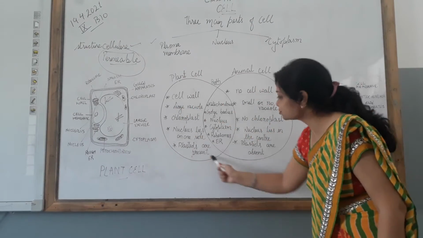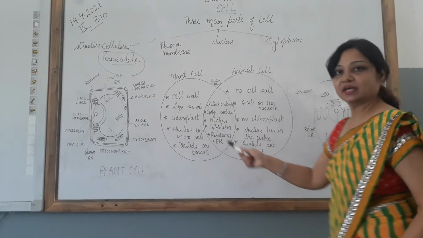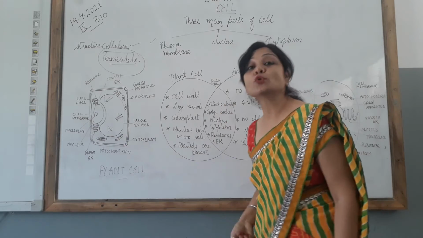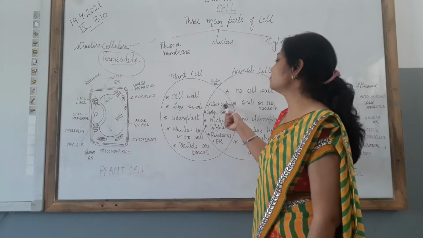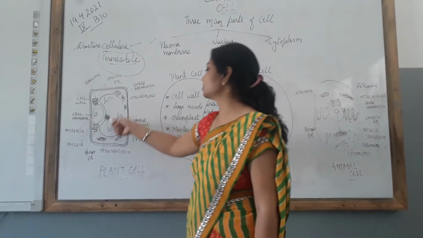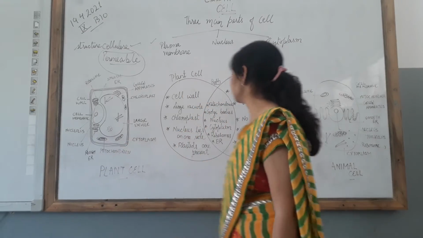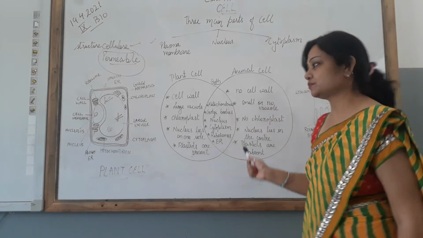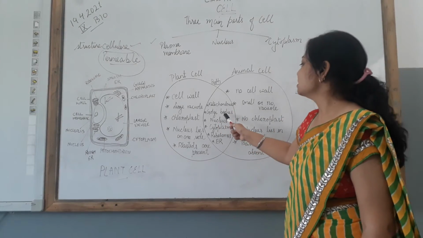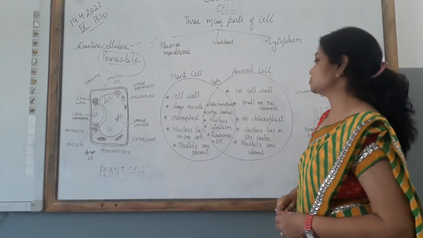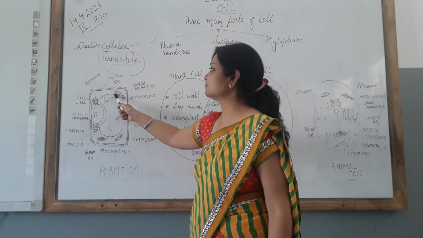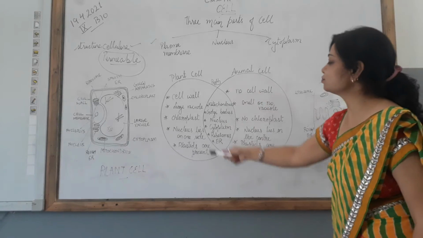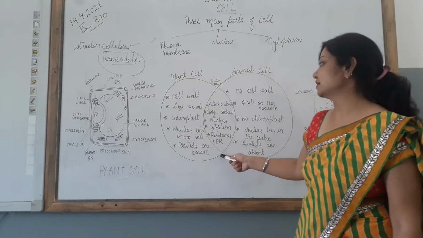Now this central portion, which is overlap one, this is showing us the similarities, which is there in both. Now the points are mitochondria. You see mitochondria? Here mitochondria is there. In animal cell also mitochondria is there. So they both have mitochondria. This is the similarity. Next similarity is the Golgi bodies. See, here also we have the Golgi apparatus. Here also we have the Golgi apparatus. So this overlap portion, it is showing the similarities.